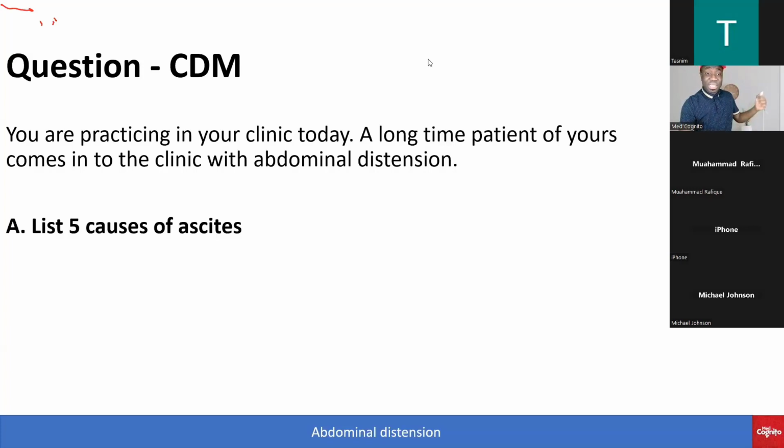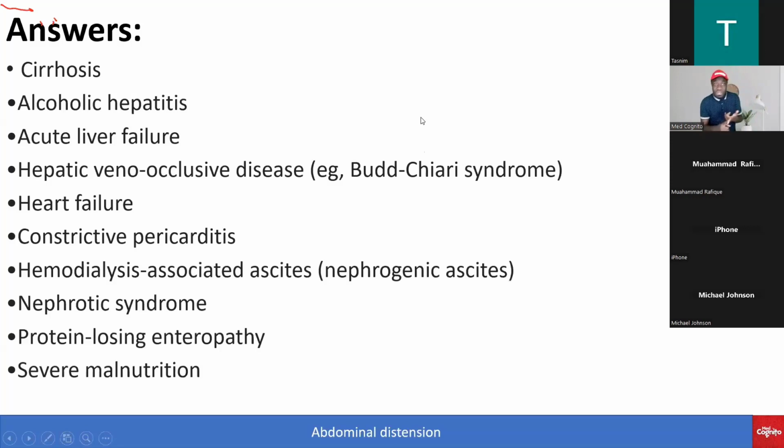Okay, so Dr. Tasman, yes, you gave me about 3 of them. That is awesome. So what are some of them? Cirrhosis, alcoholic hepatitis. These answers are from UpToDate. Even acute liver failure can give you some form of ascites. Hepatic veno-occlusive disease, for example, Budd-Chiari syndrome, heart failure. All right. So please write these answers down. You must know the causes of ascites.